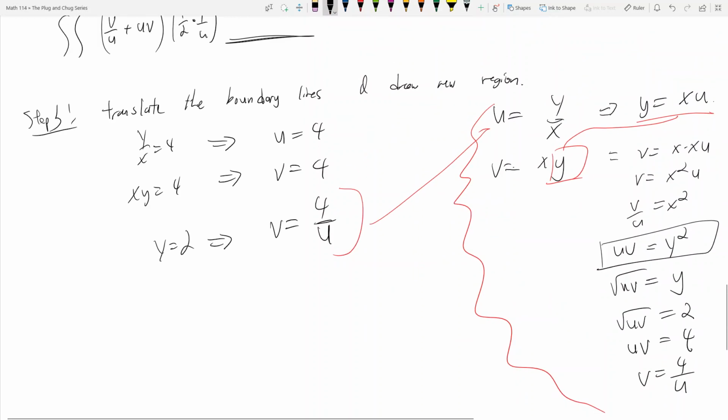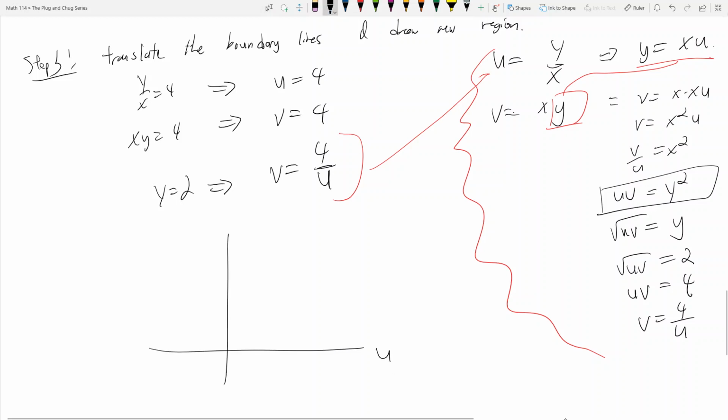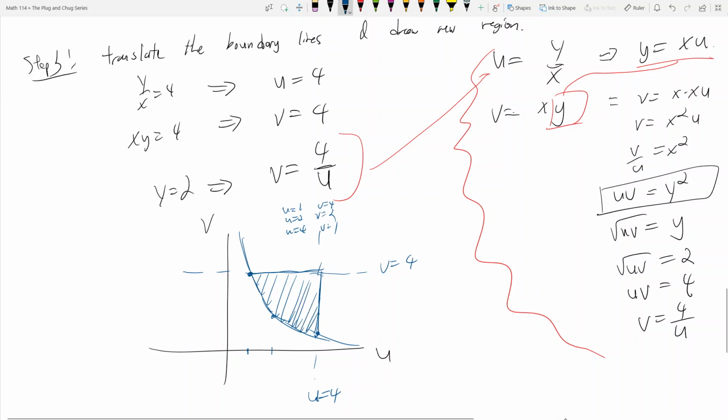So now I got my 4 lines, and I want to draw my region in the uv plane. What is my region in the uv plane? I have u equals 4, v equals 4, and now this line v equals 4 over u, which at u equals 1 gives v equals 4, at u equals 2 gives v equals 2, and at u equals 4 gives v equals 1. So I get this line right here. And now my region has to be bounded by all 3 lines, so it's going to be this region right here. And this is v is equal to 4 over u.